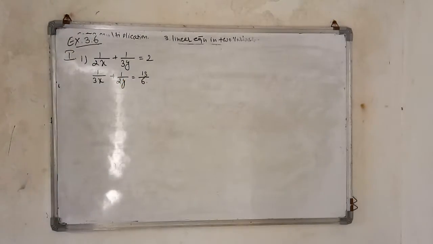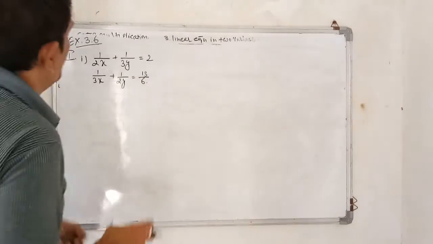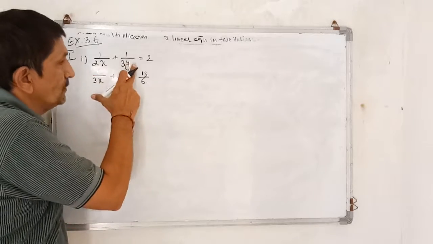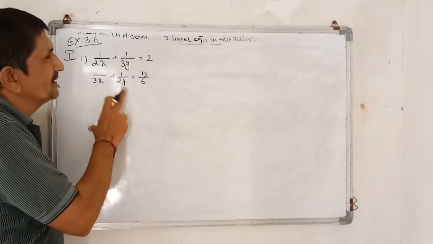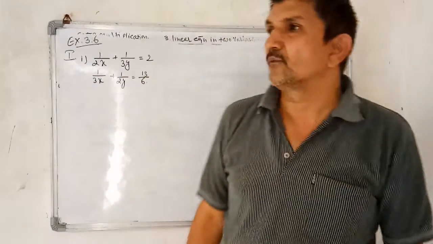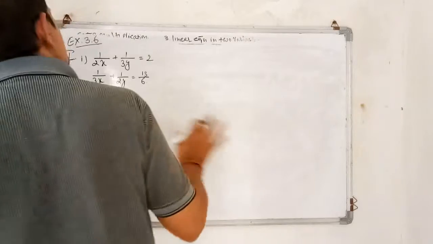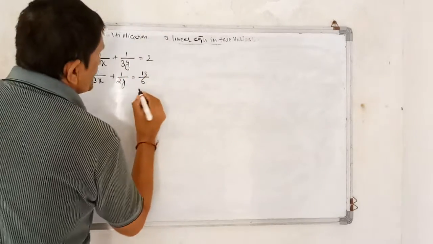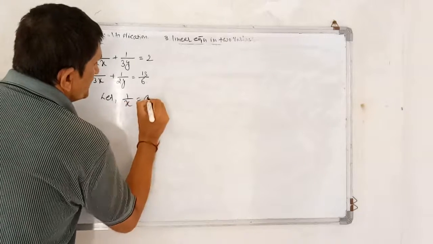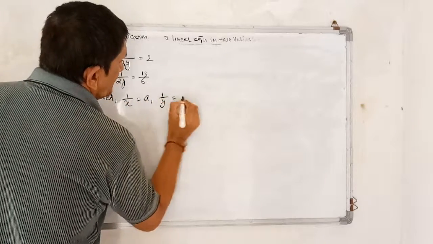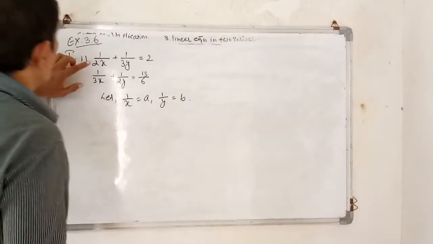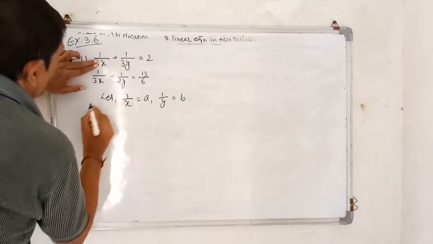See here, in both the equations, the variable x is at a denominator, y is also at a denominator. So in this case we can say we have to assume 1 upon x and 1 upon y. That is a simple way. So suppose we can say let 1 upon x is equal to a and 1 upon y is equal to b.